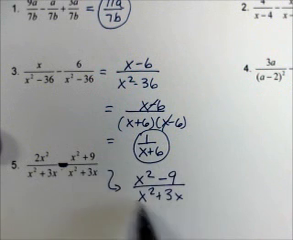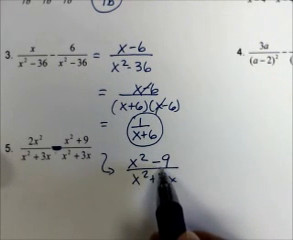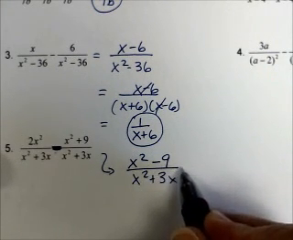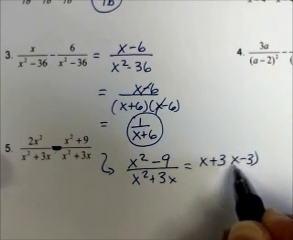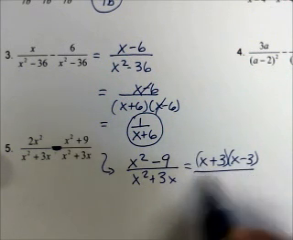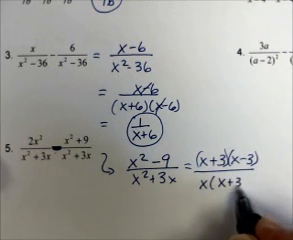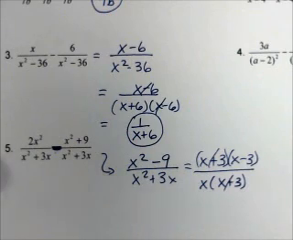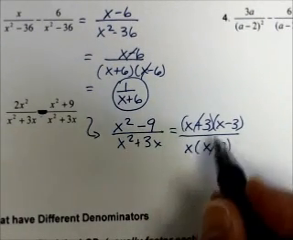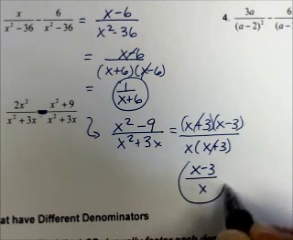Now we have a single fraction. We need to simplify it if it is simplifiable, which it is. This is a difference of two perfect squares, so this factors into x plus 3 times x minus 3. And our denominator has a GCF, x times x plus 3. The x plus 3's are common to the numerator and denominator. They divide out, and we're left with x minus 3 over x.